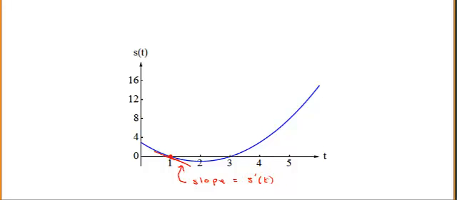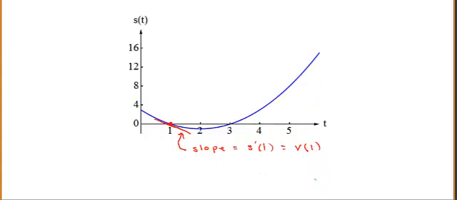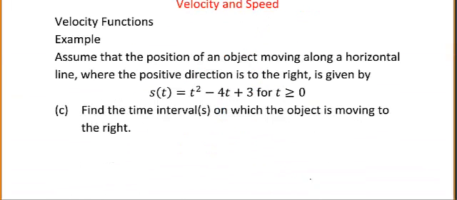which is given by the derivative, since this is the function s, by the derivative of s evaluated at 1, not t, which is the velocity at 1. Okay? All right, now, let's take a look.